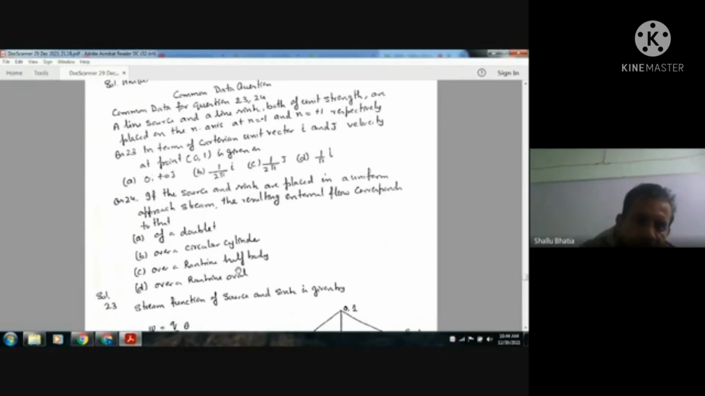Okay, question number 24. If the source and sink are placed in a uniform approach stream, the resulting external flow corresponds to that of a doublet over a circular cylinder, C over a Rankine half body, D over a Rankine oval.